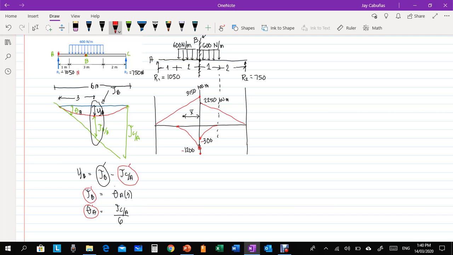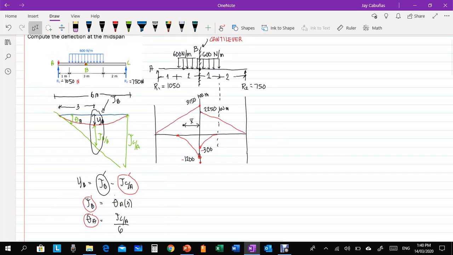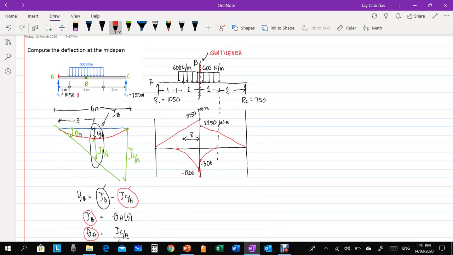Now, how are we going to compute those values? Again, we use the moment area method, or we use moment by parts. Again, in moment by parts, you need to create a cantilever. It can be at any point on the beam, but the point I chose for the cantilever is right at the midspan. So this is our cantilever beam at this point here, at the midspan, which is 3 meters.